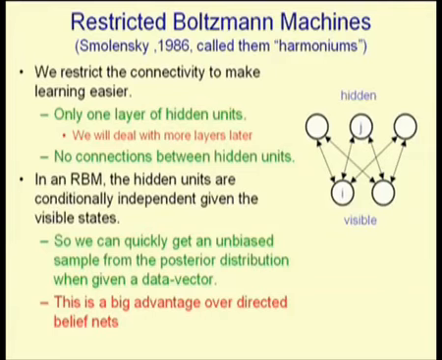So we can quickly and in parallel get a sample from the posterior here. So the inference problem is trivial for a restricted Boltzmann machine. It's a very nice property they have, unlike a directed belief net with one hidden layer. Of course, they give up something else, which is they've got a much more complicated prior, but we'll see that in a minute.